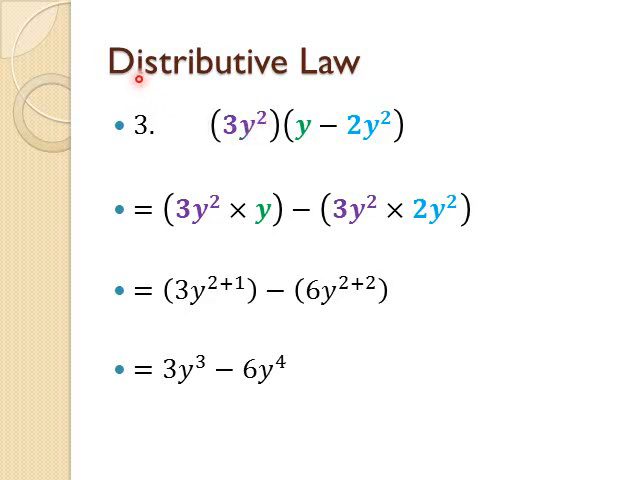Alright, so if we look here, distributive law, I have 3y squared in brackets, and bracket next to it, that also means multiplication. So that becomes 3y squared times y, 3y squared times negative, or positive times negative, negative 3y squared times 2y squared. So that becomes 3 times 1, which is 3, and there y, 2 plus 1. So that invisible 1. There negative 3 times 2 gives me 6, and I have y 2 plus 2. So my final answer, 3y to the power 3 minus 6y to the power 4. Alright.